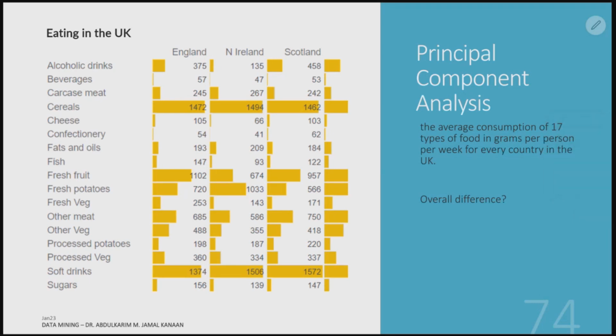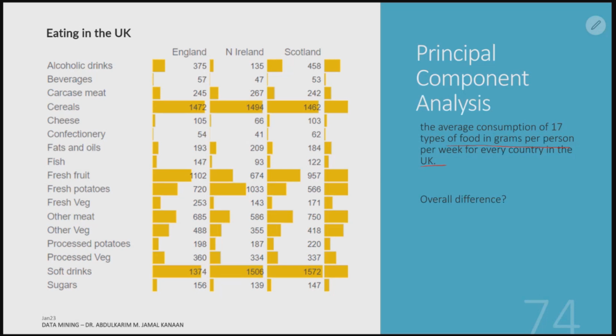So let's look into this example for principal component analysis. Let's say we have collected data for the average consumption of 17 types of food, in grams per person per week, for every country in the UK. The UK is a combination of 4 countries. Here we cannot see the rest. There's another country: England, Northern Ireland, Scotland, and Wales. Yeah, so there are 4 countries.